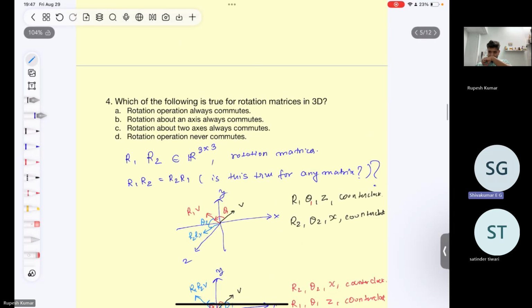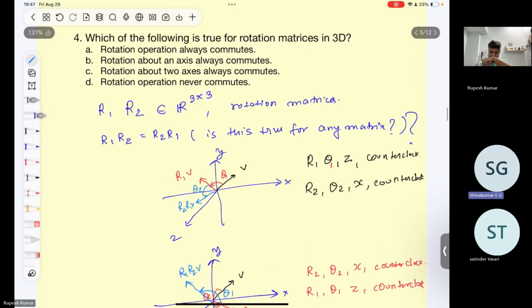So now the statement that rotation operation always commutes is not correct. Rotation about an axis always commutes, that would be correct. Rotation about two axes always commutes is also wrong. Rotation operation never commutes is wrong. So the correct answer would be B. Am I right? Option B, yeah.